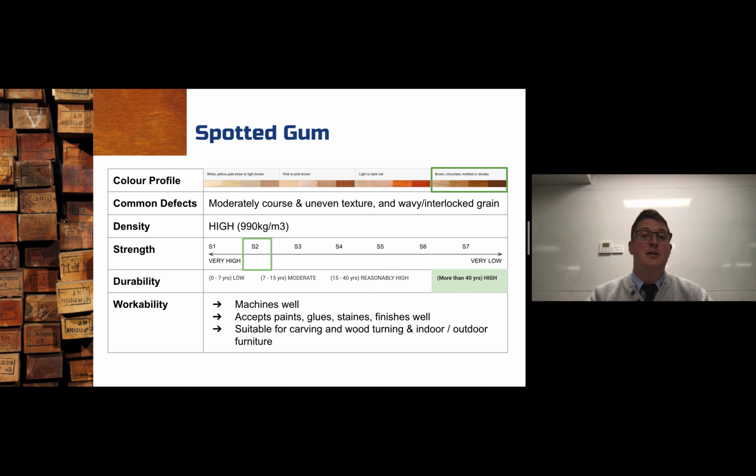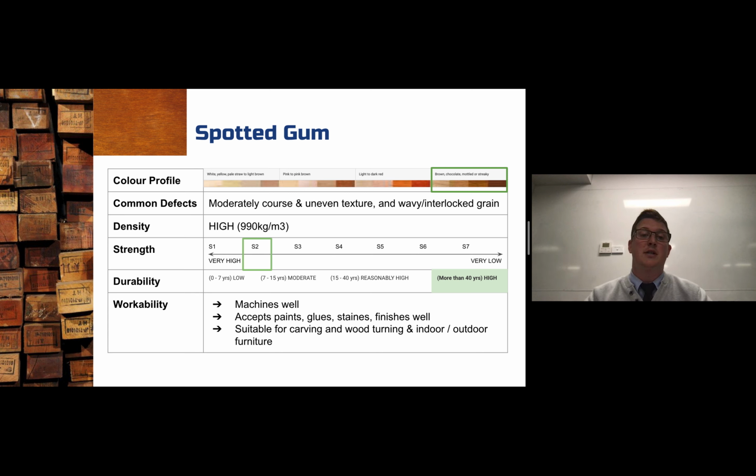Some good things about spotted gum is it's really good to use with machinery. It's got a nice interlocked grain pattern, usually a little bit wavy, so it actually works in the machines really well. And it's one of those timbers that's really good at accepting glues, paints, stains, and all those other sorts of liquid finishes that you apply. It absorbs them really well.